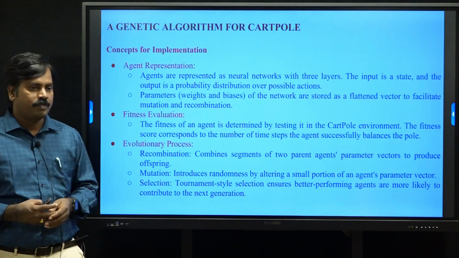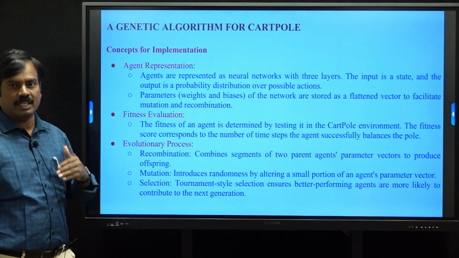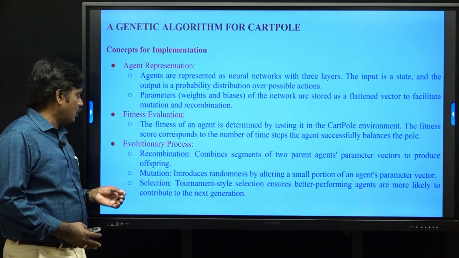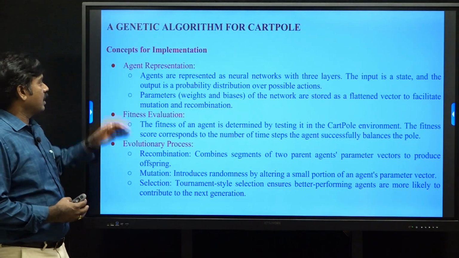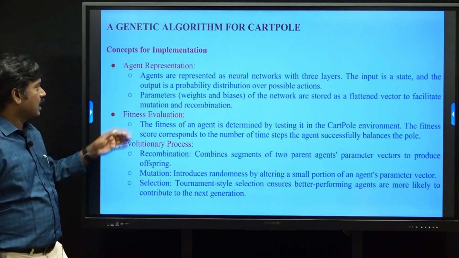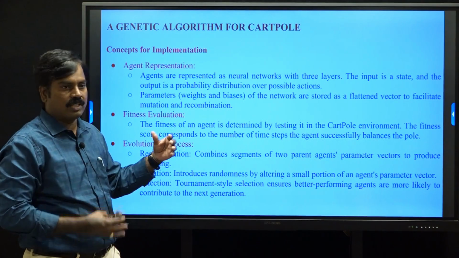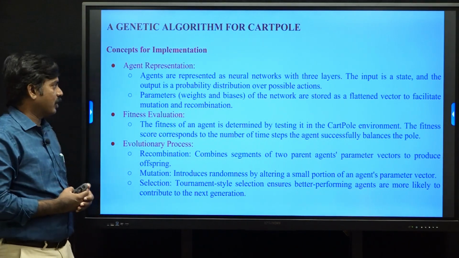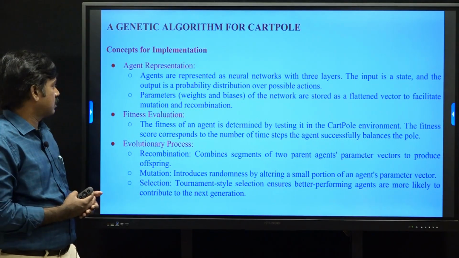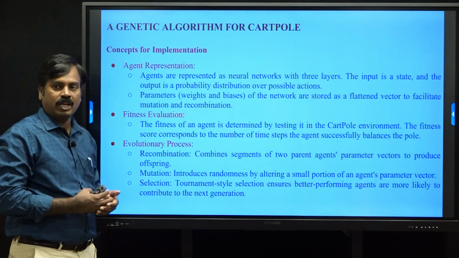In the concepts of implementation, we have three concepts for the implementation of the genetic algorithm on Cartpole. The first is agent representation, then fitness evaluation and the evolutionary process. In agent representation, we develop the agents using neural networks. In this example, we are using neural networks with three layers. The input is a state, and the output is a probability distribution. The parameters are the weights and biases of the neural networks, stored in a flattened vector to facilitate mutation and recombination.